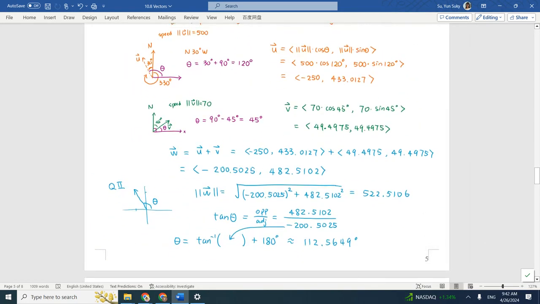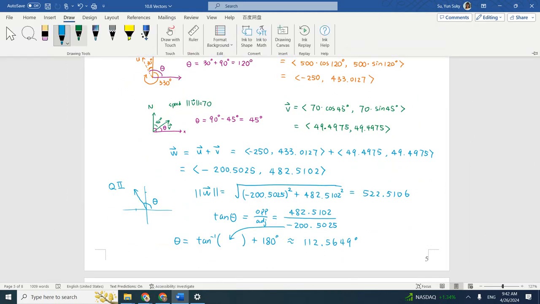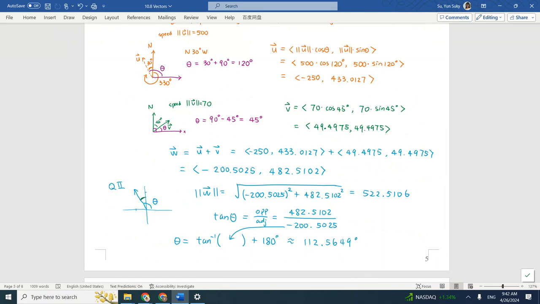Okay. But if the problem asks you, okay, I want you to express your angle in terms of the bearing, then what do you do? How do we find the bearing? Which is this piece. The bearing is this piece. Do you use this angle? What do you do?